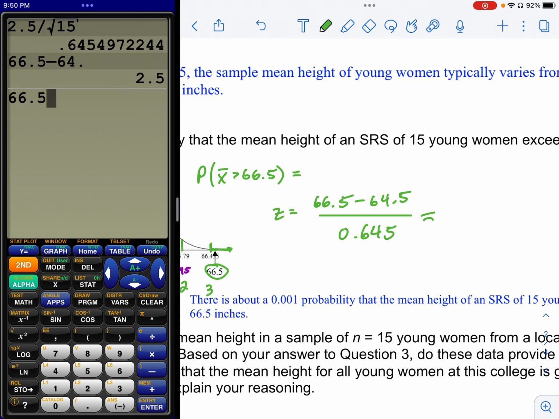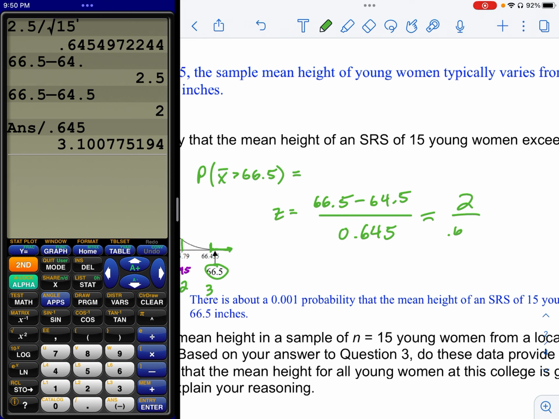Oops, 66.5 minus 64.5. So we're 2 above the mean, which actually we needed a calculator for that. Then divide that by 0.645, and sure enough, we are 3.1 standard deviations above the mean. You can look this up in your green packet.